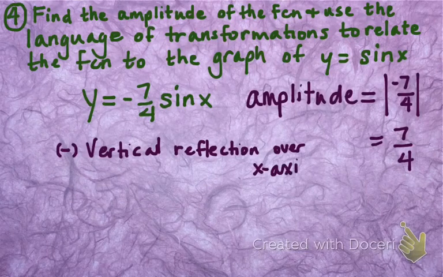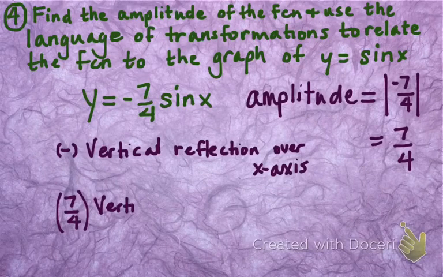And the only other transformation involved here is the amplitude, the 7/4 itself being the multiplier it's been throughout our discussion of function transformations. Because 7/4 is greater than 1, this is a vertical stretch. And we've been using this language throughout the semester as well, but now you really want to emphasize what we're about to write. This is a vertical stretch away from the x-axis.